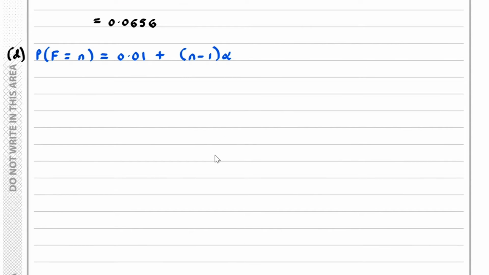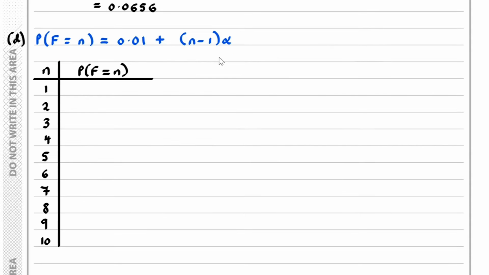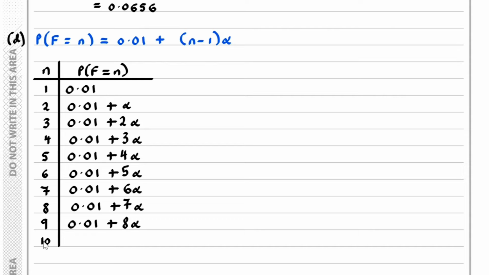So we can create a table for a probability distribution. So here we've got a table from n equals 1 to n equals 10, and let's substitute this into 0.01 plus n minus 1 times alpha. Well, when n is 1, this term disappears, so we just have 0.01. When n is 2, we have 0.01 plus alpha, because we've got 2 minus 1 times alpha. N is 3, we have 0.01 plus 2 alpha, and we can continue on up until n equals 10, where we have 0.01 plus 10 minus 1 times alpha, which is 0.01 plus 9 alpha.